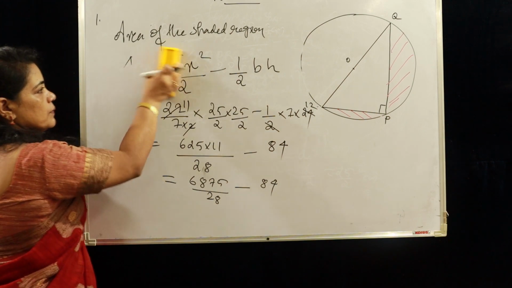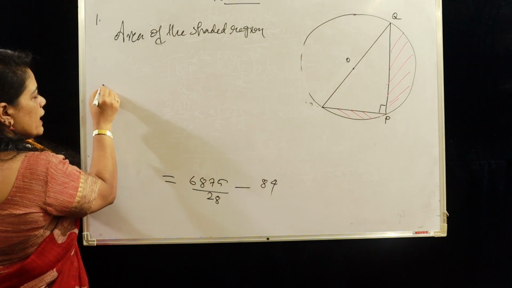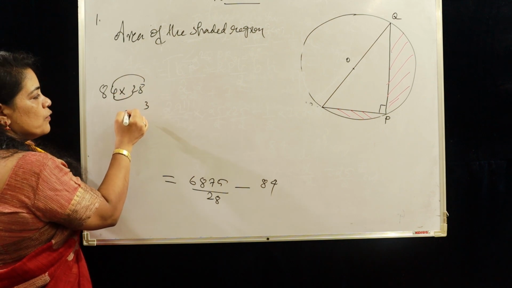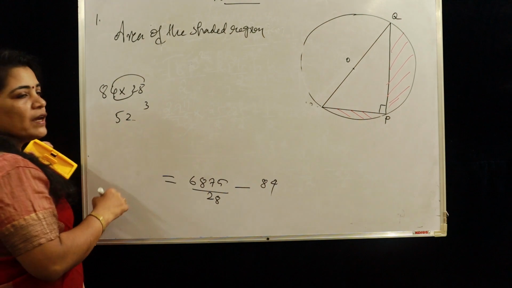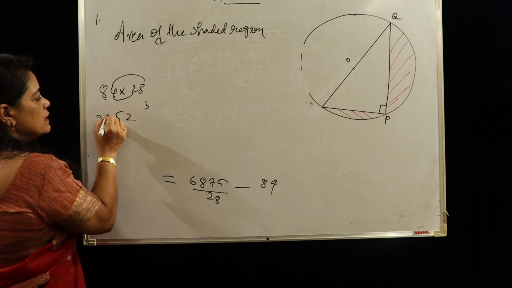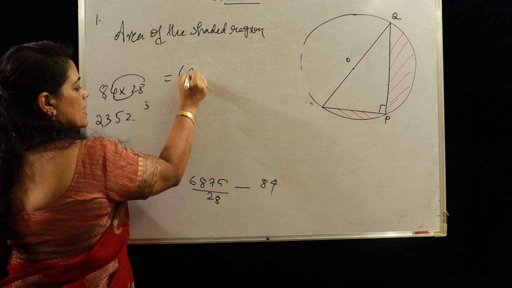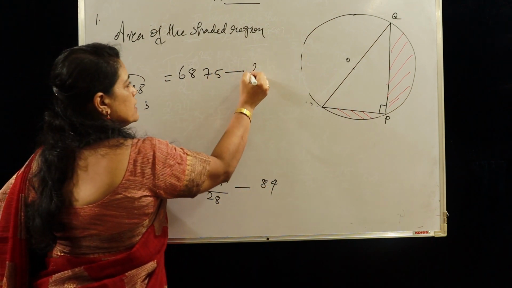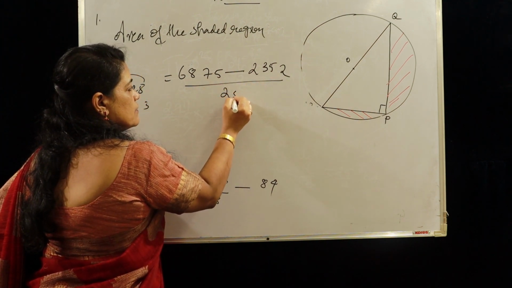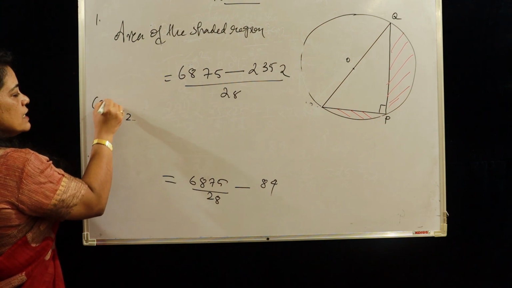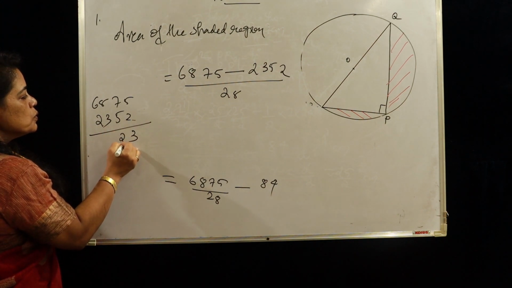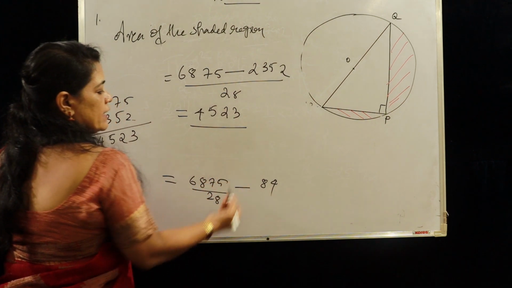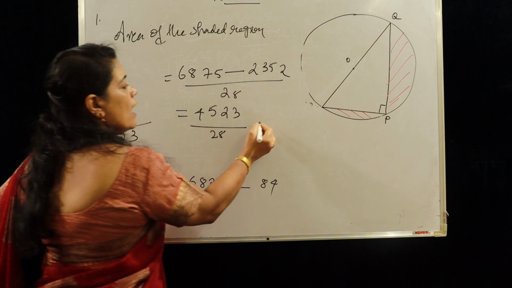In the next step you will get 84 into 28, that is 2352. 6875 minus, I hope this step is clear, just doing the cross multiplication, and by multiplying we have seen their product is 2352, then whole divided by 28. By subtraction, 6875 minus 2352 gives 4523 divided by 28. This is the area of the shaded region.